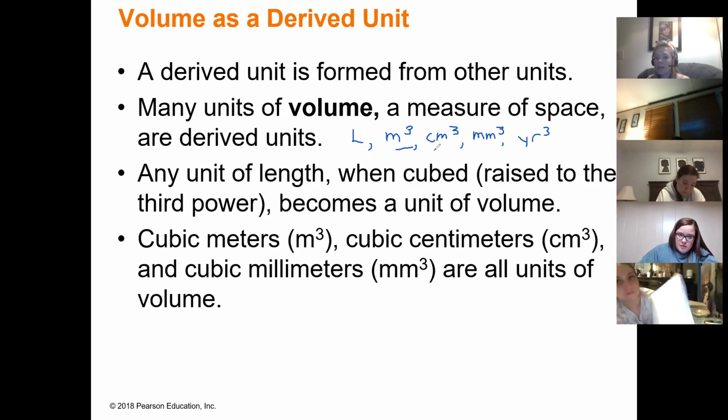These things here are derived units, and you have to take another unit and multiply it by some type of unit. So area is a derived unit, it's length times width. Volume is a derived unit, it's length times width times height. So we're taking a simplified unit and combining it.